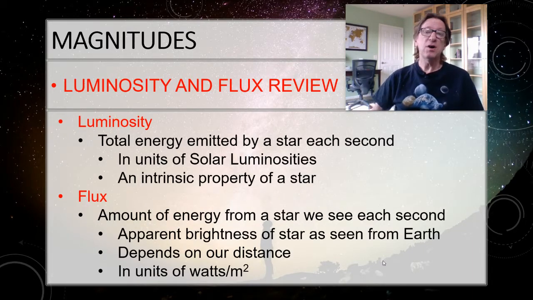All right, now think all the way back when we were talking about finding the luminosity, and we talked about the difference between the flux and the luminosity. So the luminosity is how bright the star really is. It's how much energy it's actually emitting each second. We measure that in units of solar luminosities, which we usually call solar lums. And remember that that's an intrinsic property of the star. It never changes. It doesn't depend upon distance. It doesn't depend upon anything. The luminosity is what it is for the star.